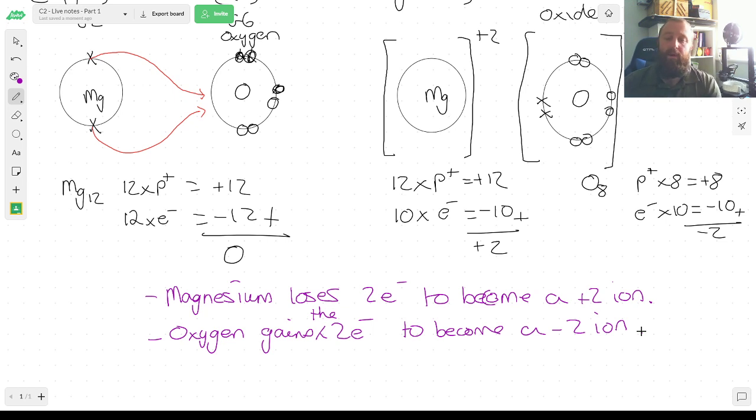And I could put down, if I wanted to, magnesium loses 2 electrons to oxygen, or oxygen gains the 2 electrons from magnesium. That's not a problem at all. It's not going to get any extra marks there, but if it makes you happier because you understand more about what you're putting down, that's not a problem at all. So this should be fairly similar to what we did with group 1.